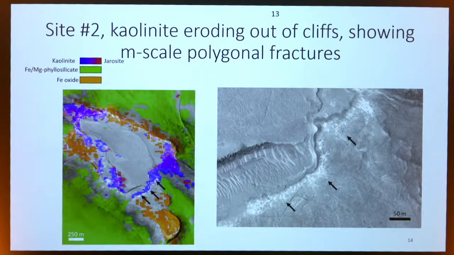Moving on to the second key location, we've mostly focused on this multi-level plateau that's been exposed by erosion. And here we can see kaolinite that's been exposed around the edges of the plateau. And if we zoom in, we can see it eroding out of these cliff faces, showing meter-scale polygonal fractures that are distinct to the underlying terrain.